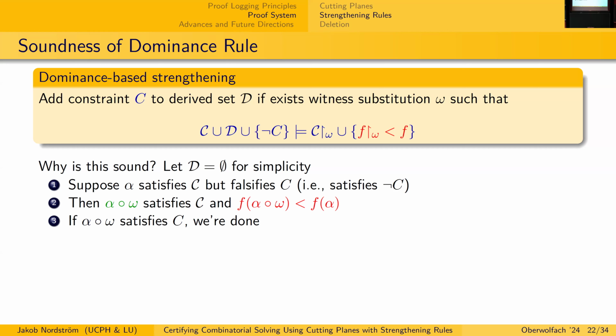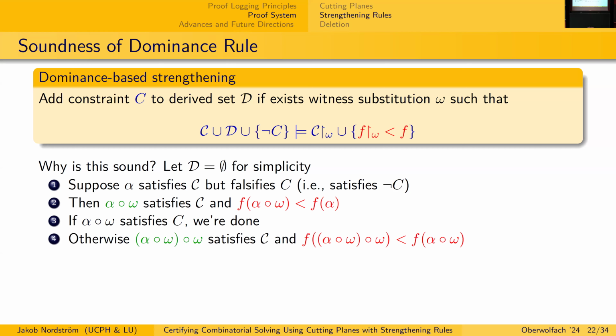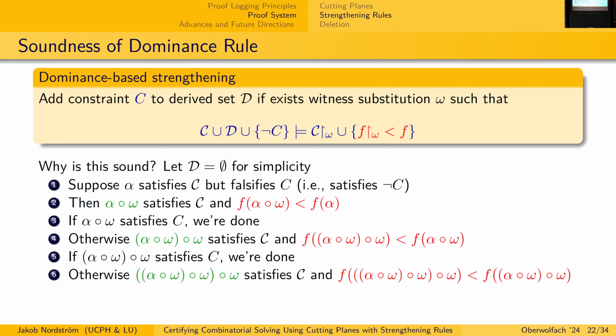Otherwise, the left-hand side is satisfied again. So we compose with omega. And we get a smaller value of our objective. And the core set is satisfied. So if the new constraint is satisfied, now we're done. Else we repeat again. And we're over the Boolean hypercube and we're getting strictly smaller integer values all the time. So this is going to terminate, right? So this is sort of the way I view this. This is cutting planes with some kind of poor man's induction.